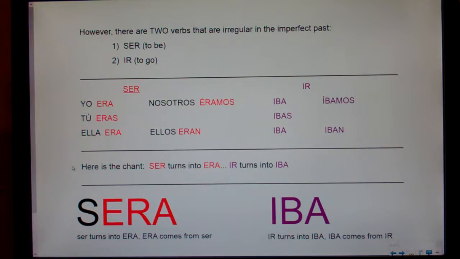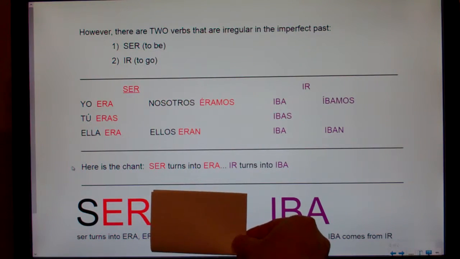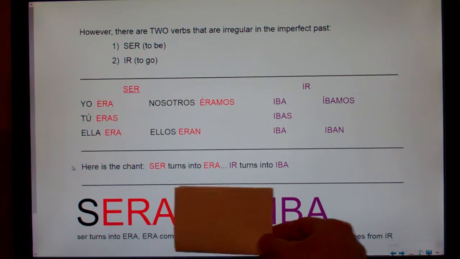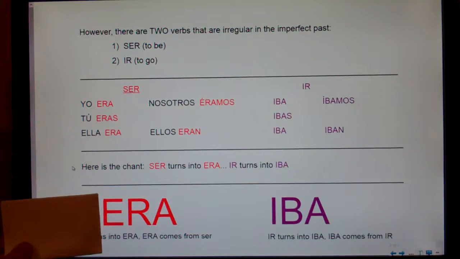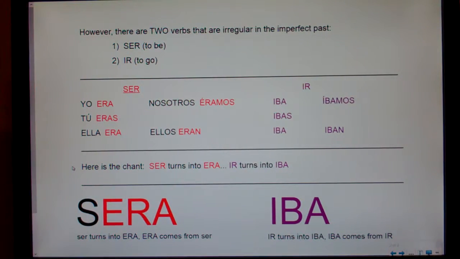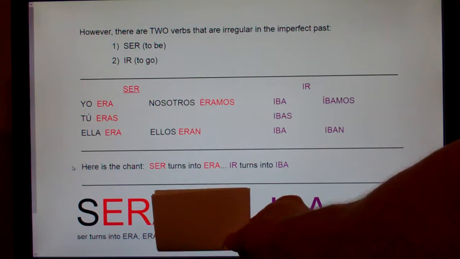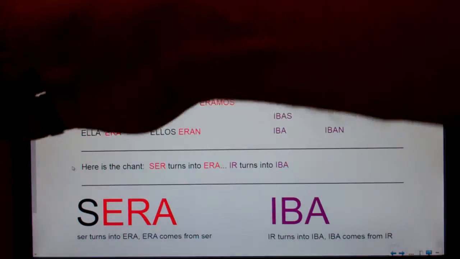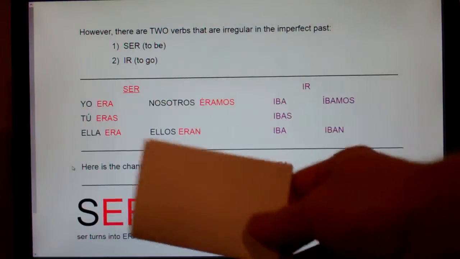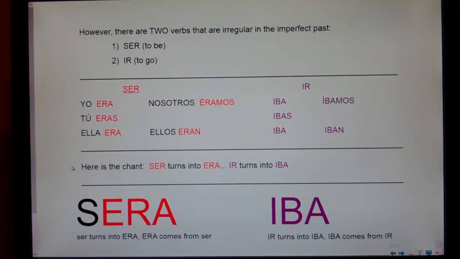Okay, Mr. Holt, that's kind of catchy, but I think I need a little bit more than that to remember it. And these are really important verbs that you see all the time. All right, check this out. I'm kind of proud of this. Check this out. Mr. Holt, what does the word ser turn into? Well, ser turns into era. Era comes from ser. See that? Isn't that cool? Ser turns into era. Era comes from ser. Your turn. Ser turns into era. Era comes from ser.